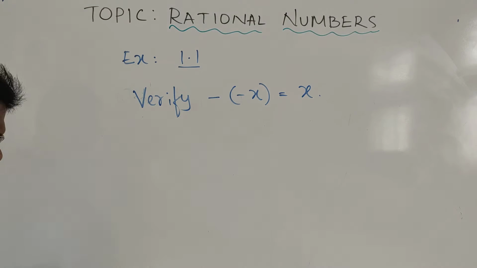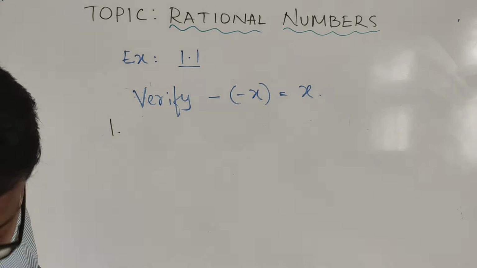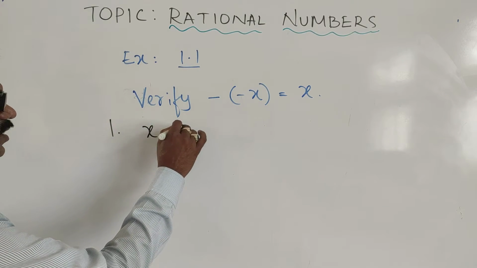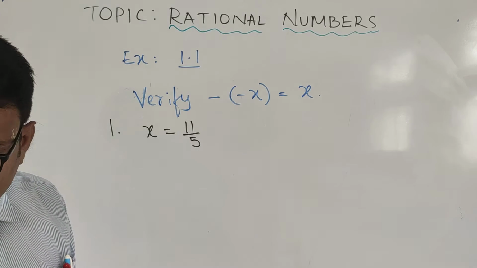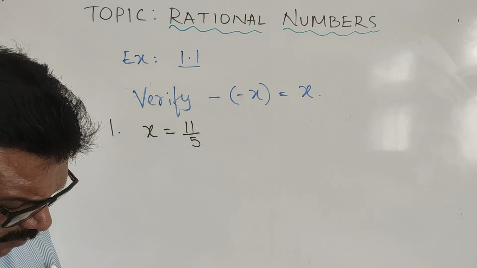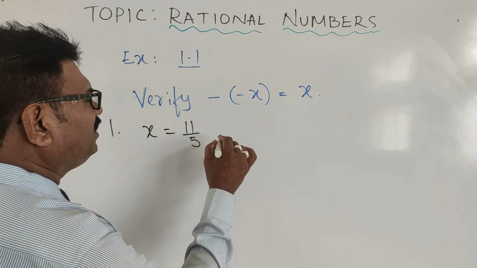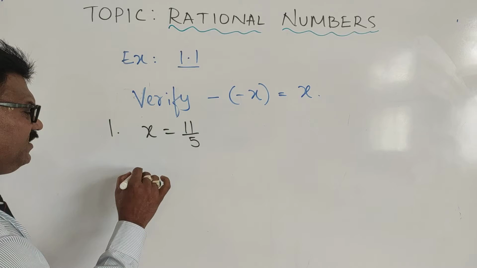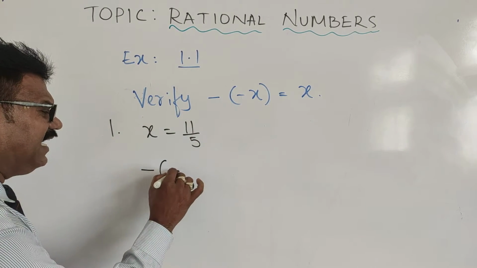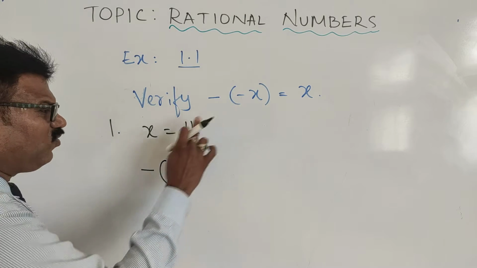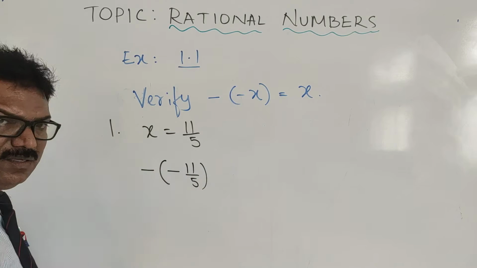Okay, the first problem is very simple. We have x equal to 11 by 5. There is no problem. See how to do this. 11 by 5 means, first you see, here I will take a minus sign. In the bracket again minus is there. x is there. What is x equal to? 11 by 5. That's all.